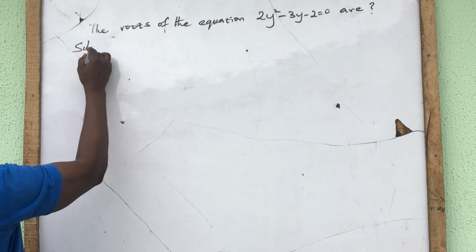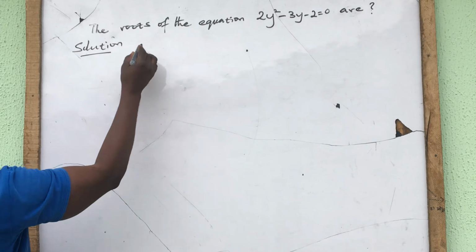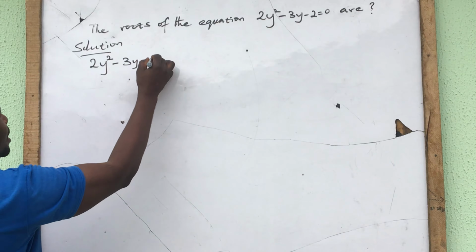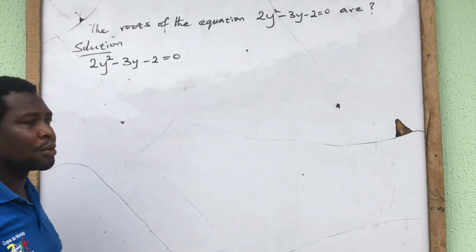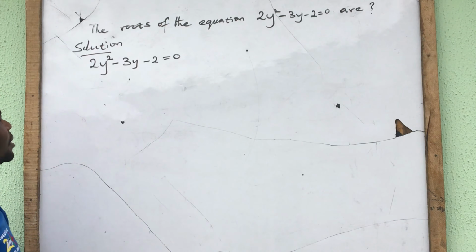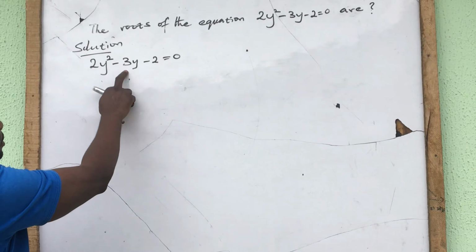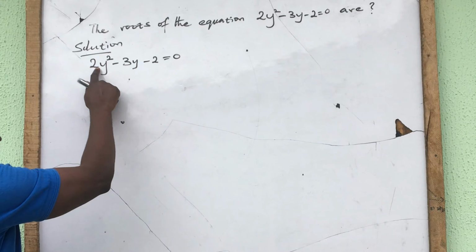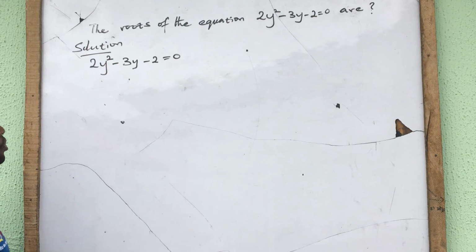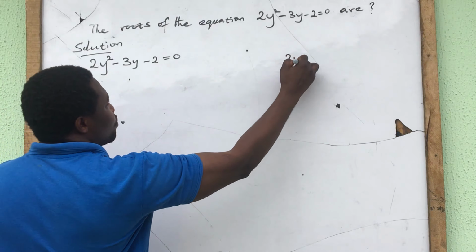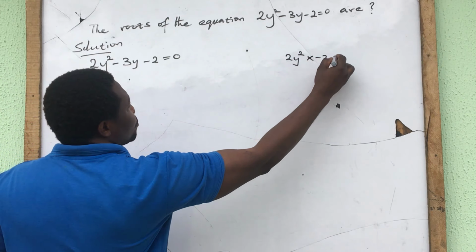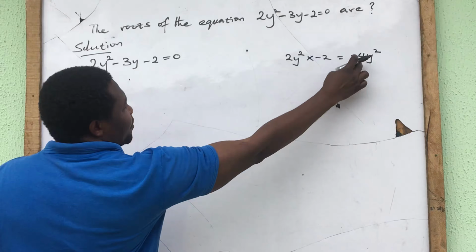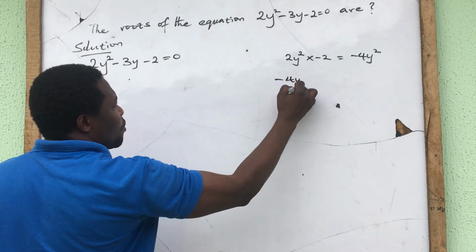Let's solve this question together. That is 2y squared minus 3y minus 2 equal to 0. The first step is to look at the first term, the second, and the third term. We are going to multiply the first and the last together. So 2y squared times minus 2 gives us minus 4y squared. So we need to look for the factors of minus 4y squared.